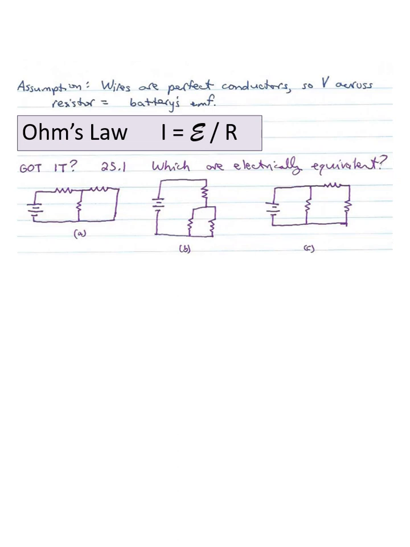The assumption that we're going to use is that, as I mentioned before, wires are perfect conductors, meaning zero resistance, so that the voltage across a resistor, if you only have one resistor, is the battery's EMF. Here we have Ohm's law. Now you've seen it before as current equals voltage over resistance, but now we're going to replace that V with this script E, and that's the EMF. So the current, if it goes through one resistor, is going to be the EMF divided by the resistance.